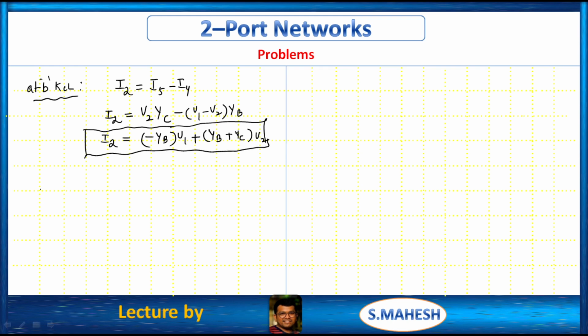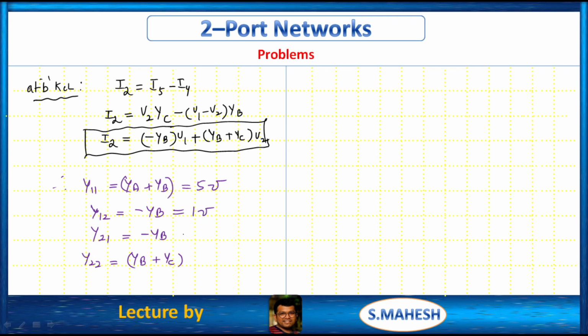So from equations 1 and 2, Y11 is YA plus YB, Y12 is minus YB, Y21 is minus YB, and Y22 is YB plus YC. That's it. Given Y11, Y12, Y21, Y22: this is 5, this is minus 1, minus 1, and this is 1.